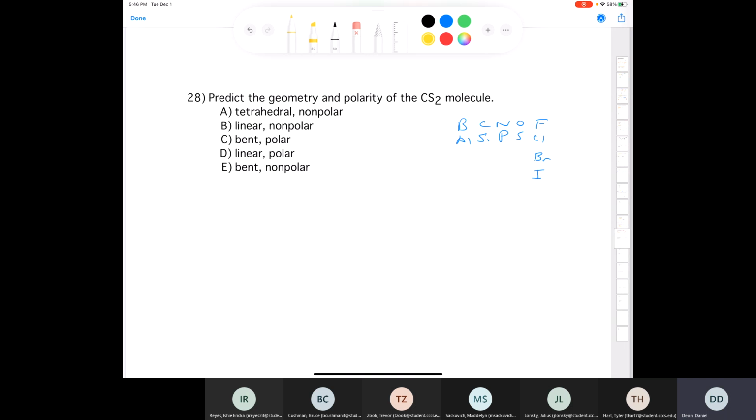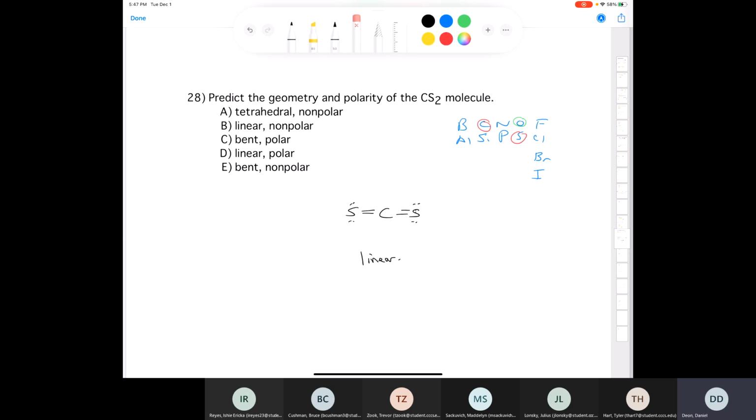We've got carbon and sulfur. Well, sulfur is right next to what? It's right next to oxygen. Everybody by now, hopefully, has the Lewis structure of carbon dioxide memorized. So carbon disulfide is going to be the same. It's going to be CS2, 2 double bonds like that, right? The carbon is surrounded by 2 regions of electron density. And so it is linear, okay?